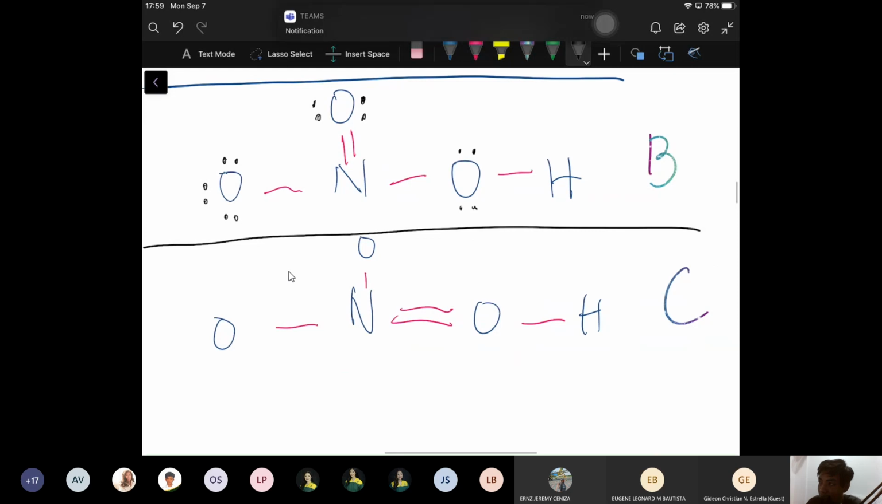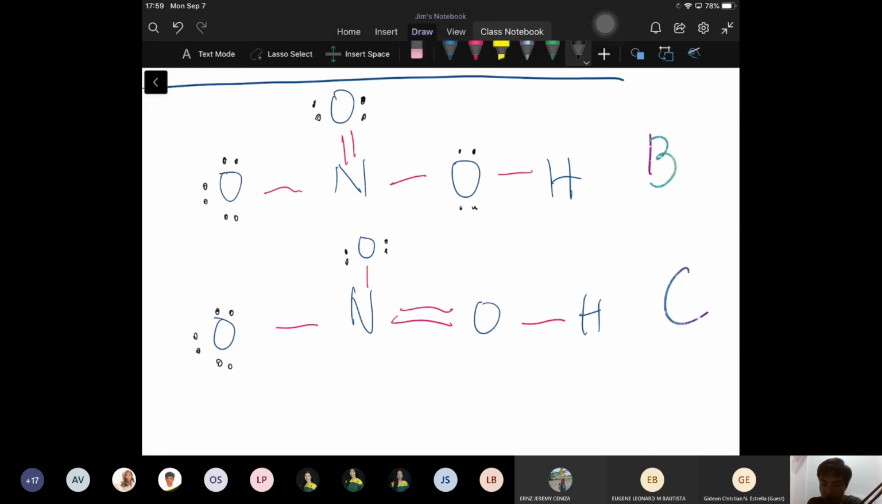Sa molecule C, distribute natin dito. Ilang lone pairs dito? 3. So, ganun din dito, 3 din yan. Burahin ko na tong line. Ayan. Ito. Tapos, itong oxygen na to. 6 na yan. Isa na lang, di ba? 7 kasi. Isa. Okay.